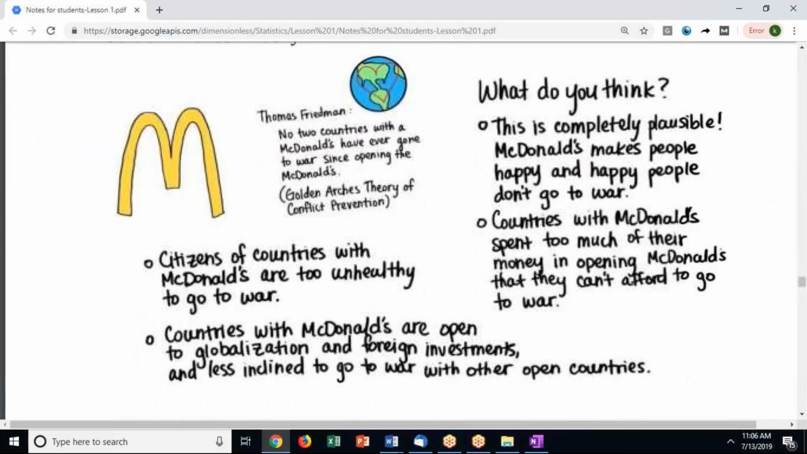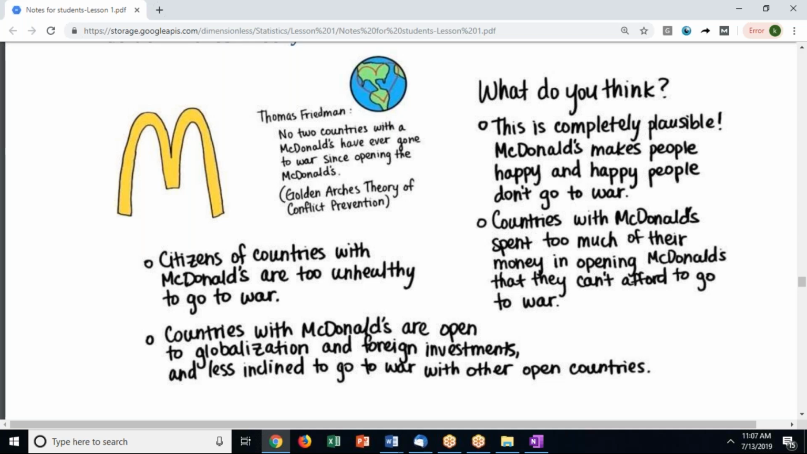Okay, let's take a quick example on that. There's this famous writer named Thomas Friedman. I'm sure you've read some of his books. One of the very famous books of this writer is The World is Flat. If you find time, you can always read that book. In that book, he tells about the golden arches theory, and he said that no two countries have gone to war with each other after the opening of McDonald's.